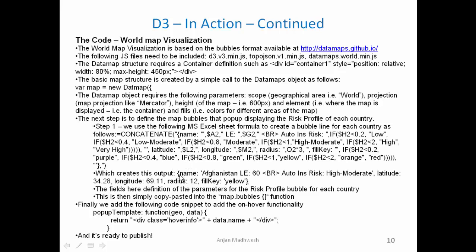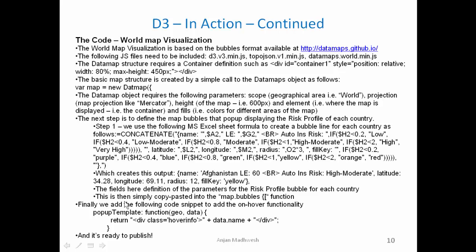So the output of that column in XLS looks something like this: name Afghanistan, then the life expectancy, which we're not using, followed by the auto insurance risk, which is whether it's high, moderate, or in this case high moderate, then the latitude and longitude of Kabul, then the radius of the circle of the bubble, and then the fill key, which in this case will be yellow. The fields here are definitions of parameters of the risk profile bubble for each country.